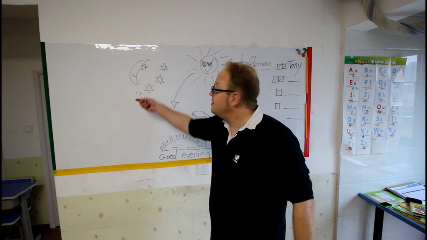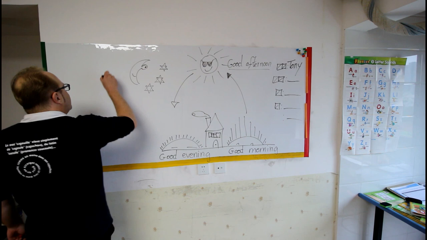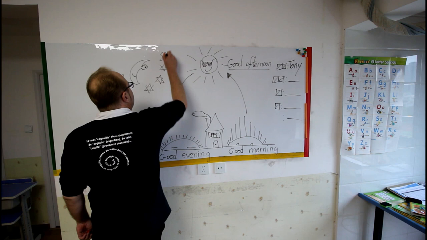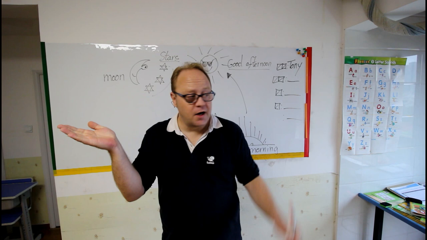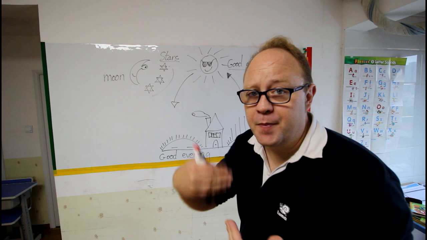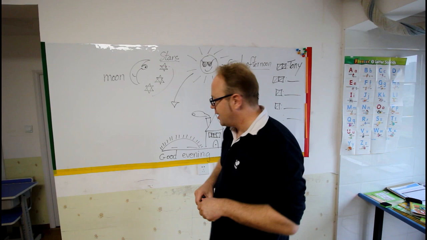You say moon. So you can even write moon. And here you can write star, or you can say stars. Of course, because we have three stars. So make sure they understand. One star. Oh, one star. Another star. Two stars. Wow. All right. To make them understand plural form, of course, in order to say one star, two stars.